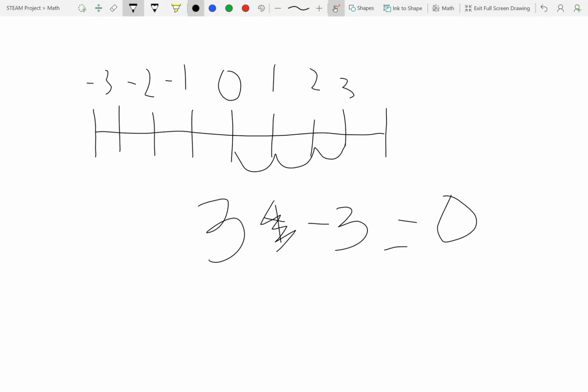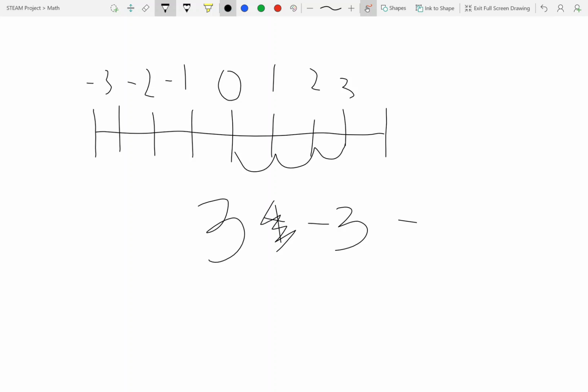Or, you could redo it and say -3 plus 3. What is this equal to? First, if you go from -3 here, you have to go to the right by 3 spaces. So 1, 2, 3. So this would be equal to 0. It's the same thing.